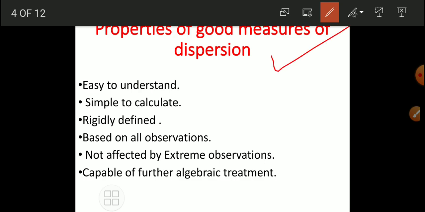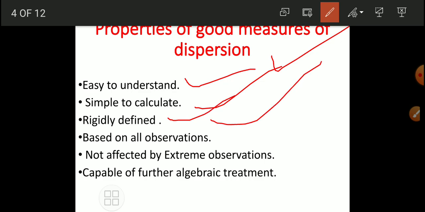Now, what are the properties of a good measure of dispersion? Easy to understand. When we measure the dispersion, it should be easy to understand, simple to calculate, rigidly defined, perfectly defined, and based on all observations. That is also a most important property of a measure of dispersion. Not affected by extreme observations.